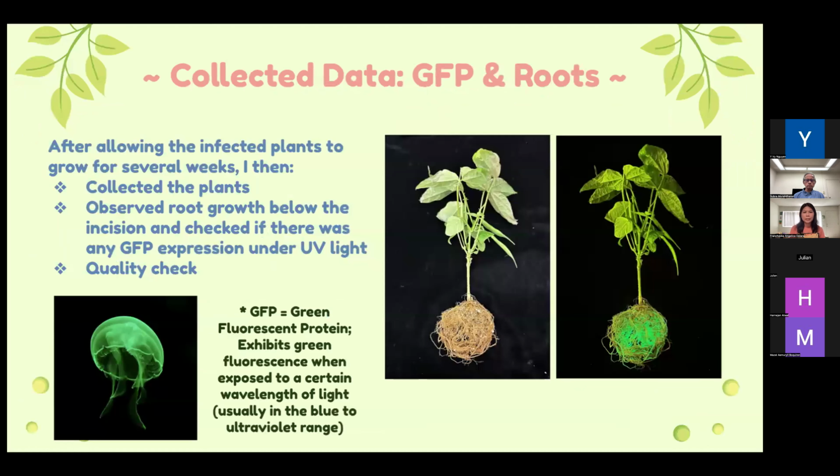After allowing the plant to grow for several weeks, I collected the plants and observed the changes and the growth of the root system that is present under the incision. And then I did a quality check of GFP. GFP is a green fluorescent protein that exhibits green fluorescence when it is exposed to a certain wavelength of light, usually within the blue to ultraviolet range.